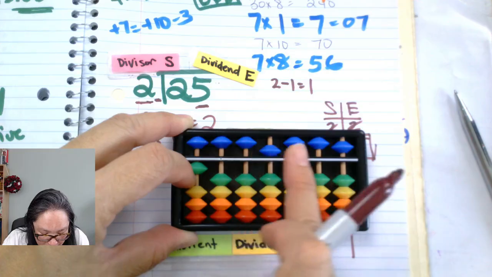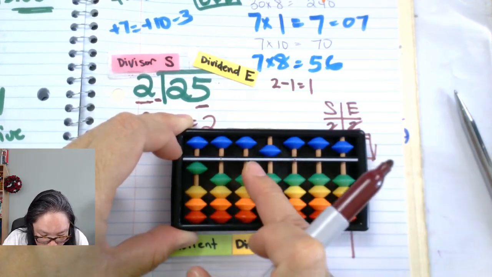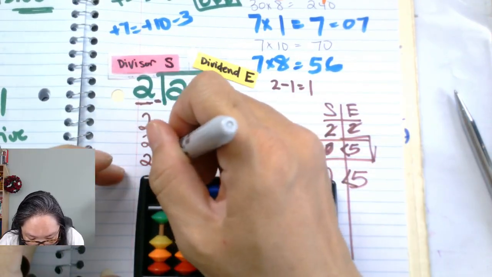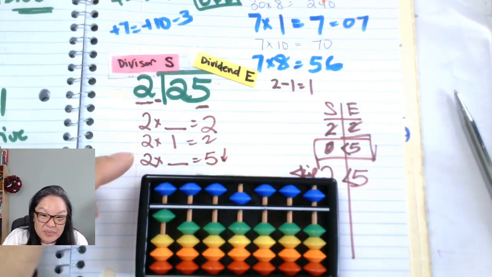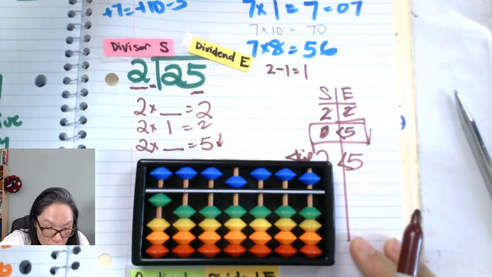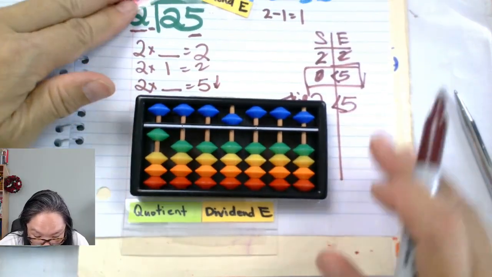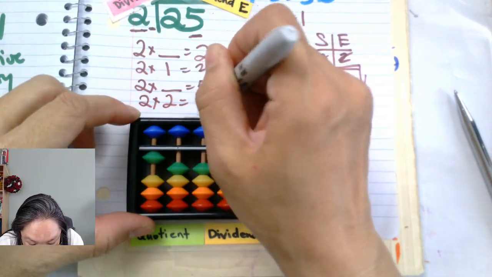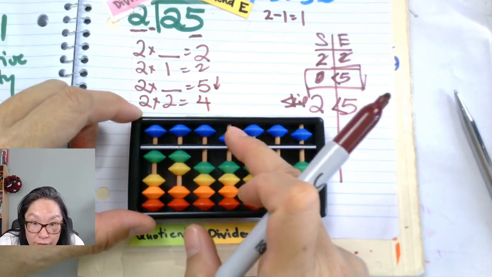Why? Because we have to go to decimals. The reason why is I needed extra numbers. So 5 is bigger. So my question is 2 times what is equal to 5 or less? 2 times 2, right? 2 times 2 is equal to 4. So I add 2 here, and I take away 4.